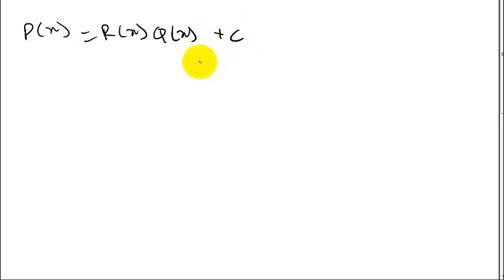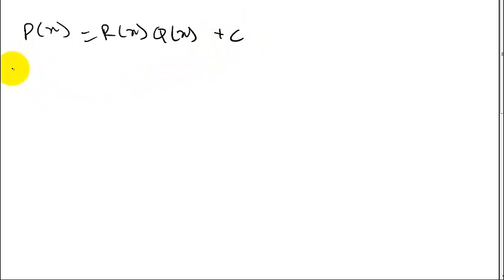Here we go. Alright, so polynomials. We want to look at polynomial division. So if you remember, the main point with polynomial division is to eventually write our polynomial, which is in P of X form, as a product of its factors with any constant remaining.